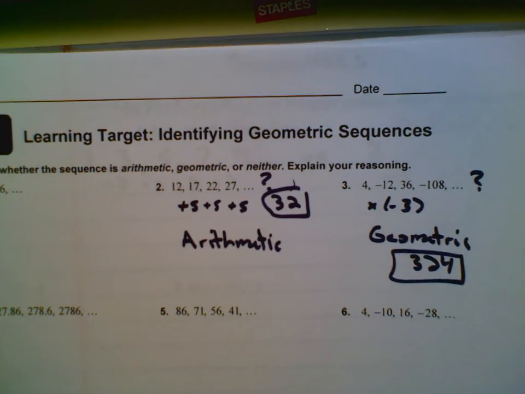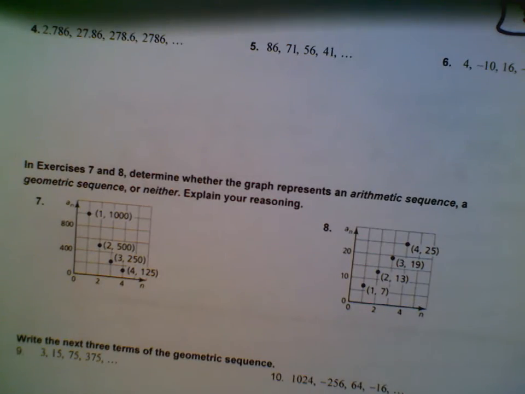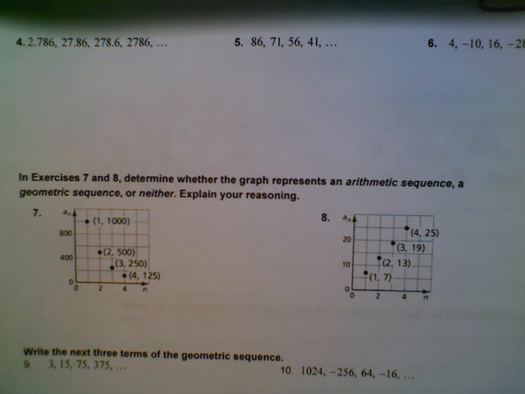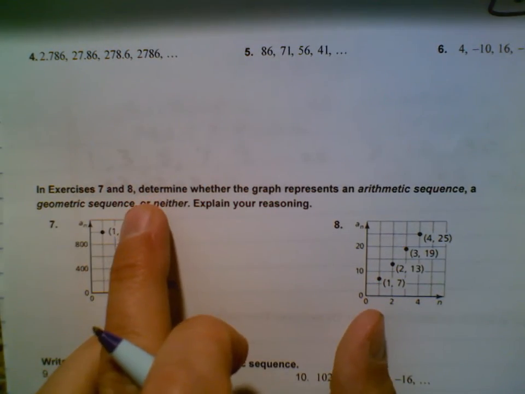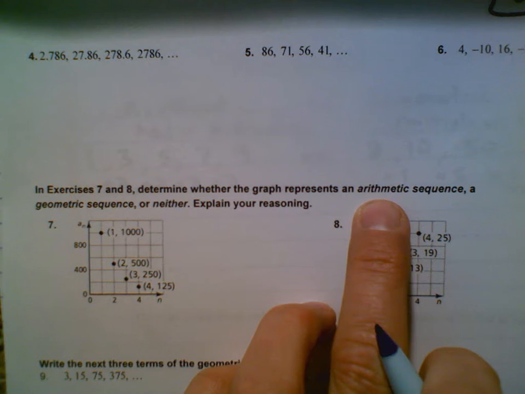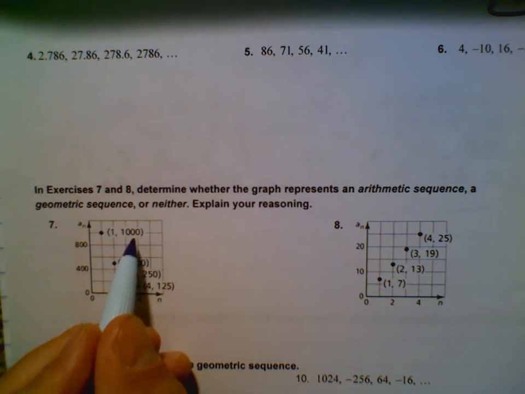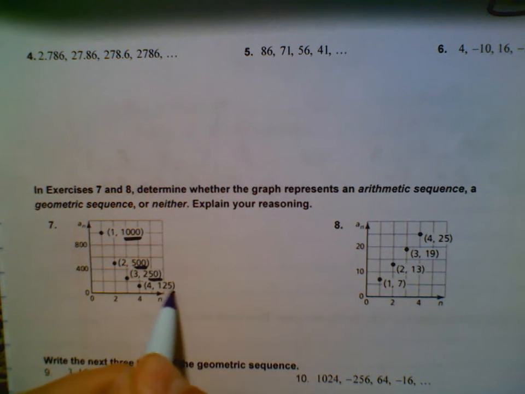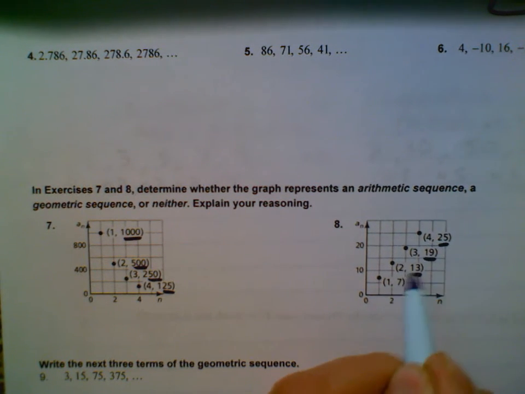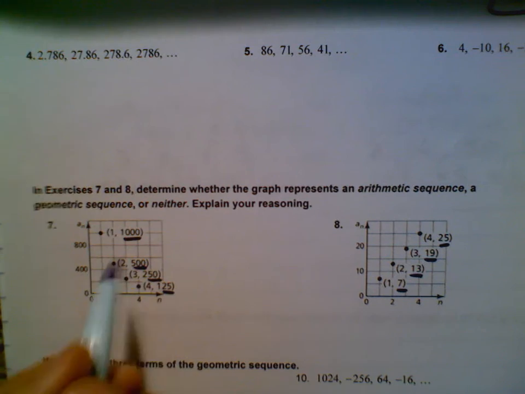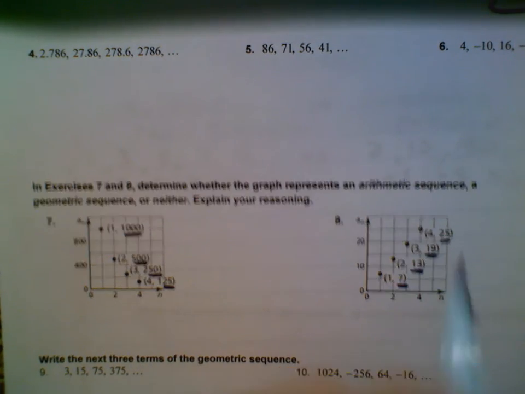All right, moving along, then we're going to look at some quick graphs. So here it says, in these exercises 7, 8, determine whether the graph represents arithmetic sequence or geometric. Explain your reasoning. Once again, you can really just look at the y values. Okay, the y values are going to tell you what's going on, as long as the x values go up by ones or a constant amount.